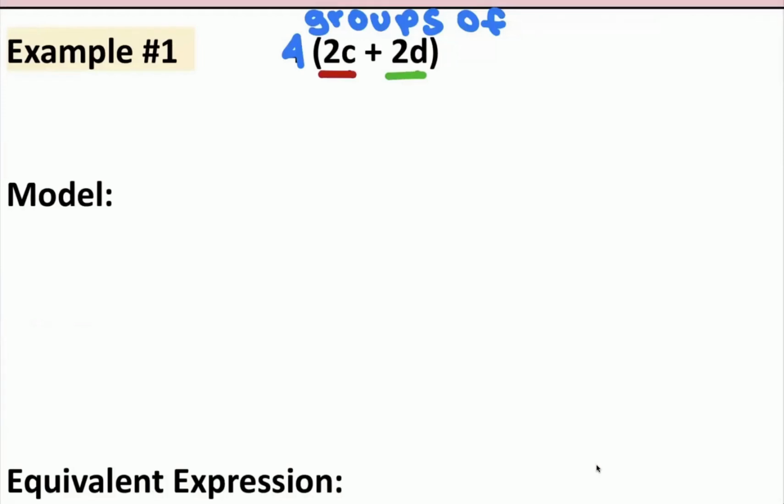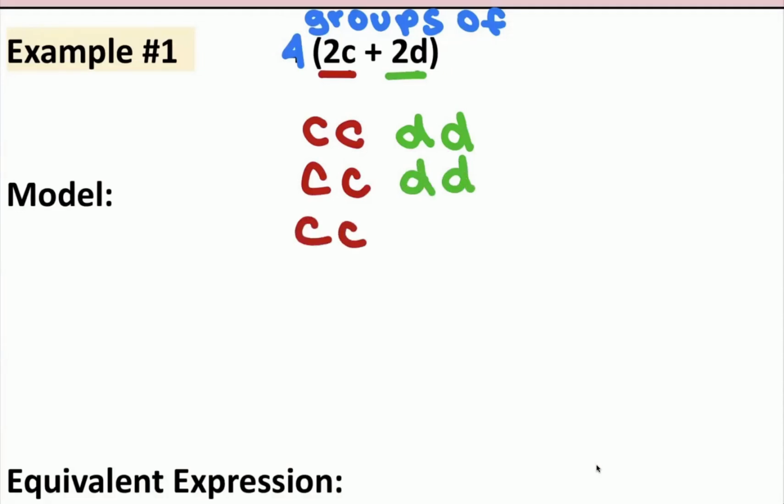So I'm going to start by drawing what's on the inside of my parentheses. I'm going to draw 2C and then 2D. Since we have 4 groups, I'm going to repeat that 4 times. 2C, 2D. Make sure you're writing with me.